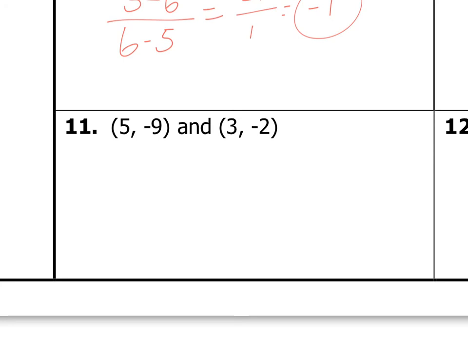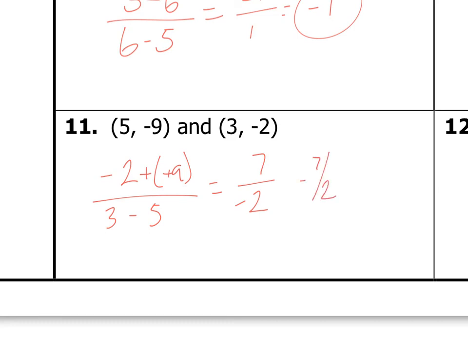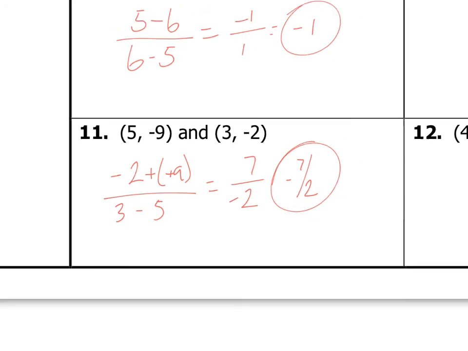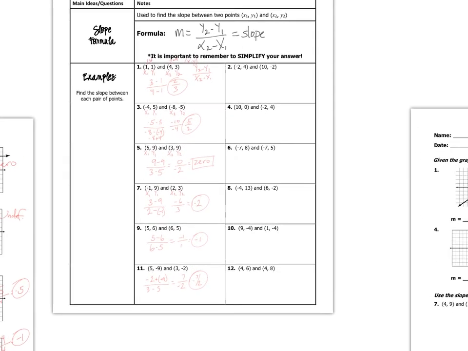And 11. Okay. -2 minus -9. Double negative again. I feel like it's just me against the world with these double negatives today, guys. And 3 minus 5. Here we go. This really means plus, that should be 7. That should be -2. And we can leave that as -7/2. Sounds good.